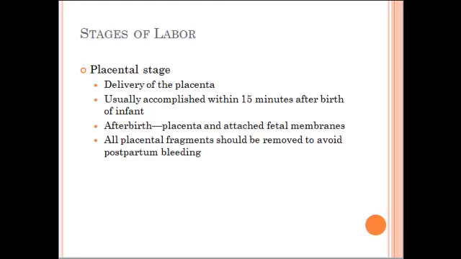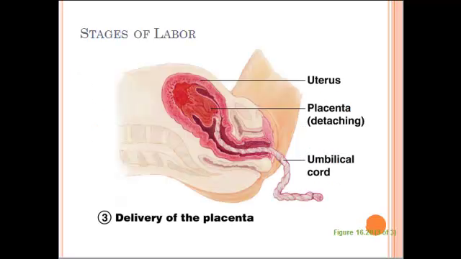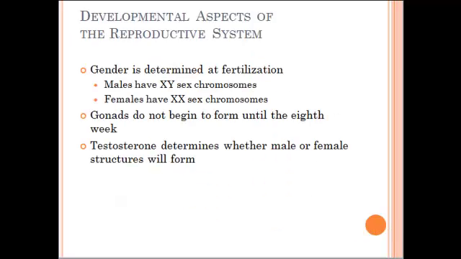So, all right, that's how pregnancy and delivery, labor, are going to happen. Those are the different stages. And last thing to mention here is the developmental aspects of the reproductive system. As you know, and as we've talked a little bit before, males have an XY system and females have an XX system. So your gender is determined depending on the chromosomes that you receive from your mother and father.